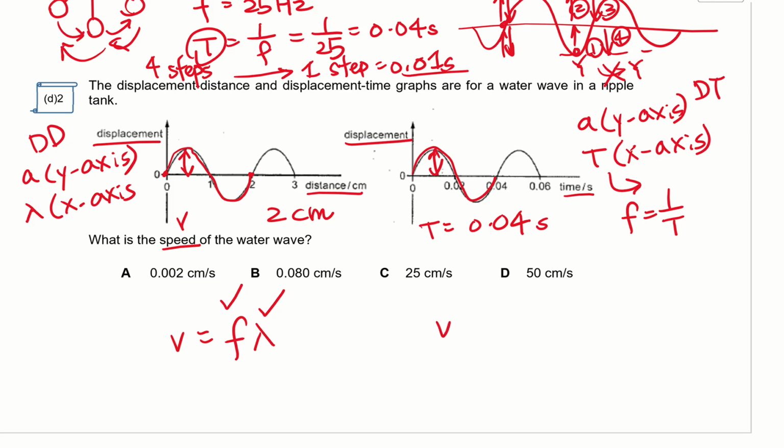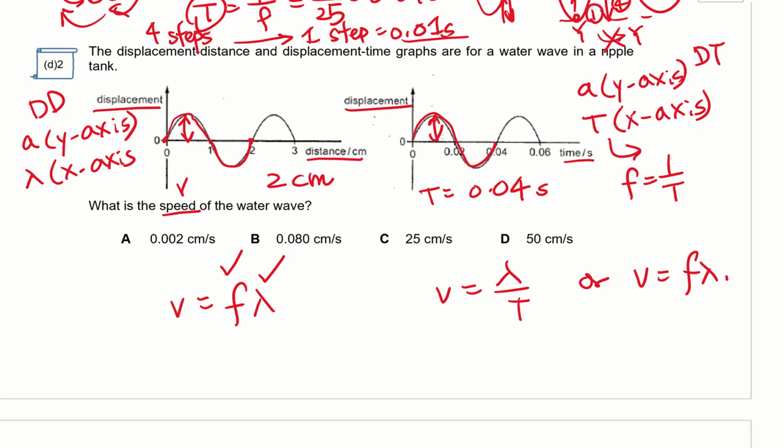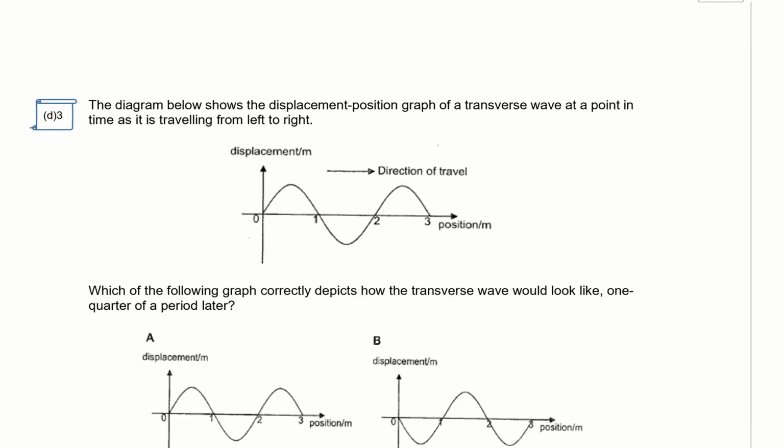Okay, so you can either use v equals lambda over T or v equals f lambda. Since I'm given a period, I will just use this: 2 divided by 0.04, and the answer will be 50 cm per second, right? Simple. So this is how you use your d-d and d-t graph. You find your wavelength, you find your period, you find your frequency, and together you can use it to find the speed. Okay, let's look at D3.